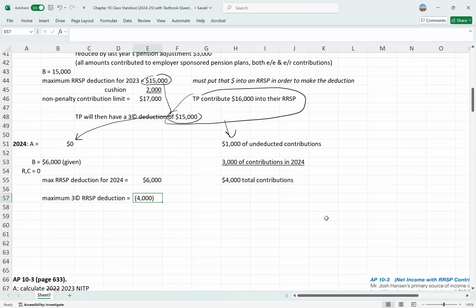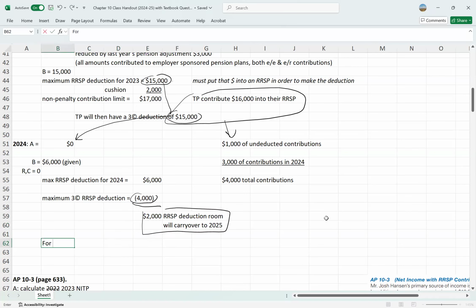And so let's say we make that maximum deduction of 4,000, and then the amount that will carry over to next year will be 2,000. So 2,000 of the RRSP deduction room will carry over to 2025. So we were allowed to deduct 6,000, but we only had a total of 4,000 in contributions. So we only could deduct 4,000 this year. And so 2,000 will carry over to 2025.